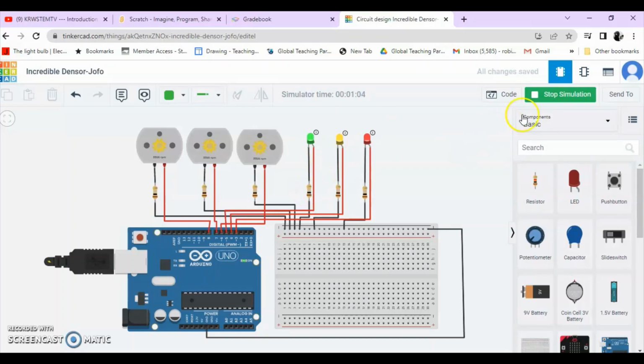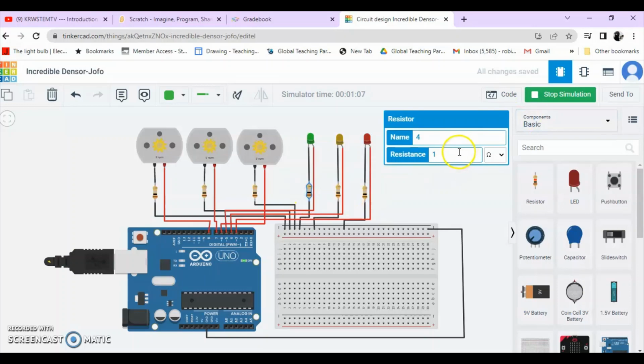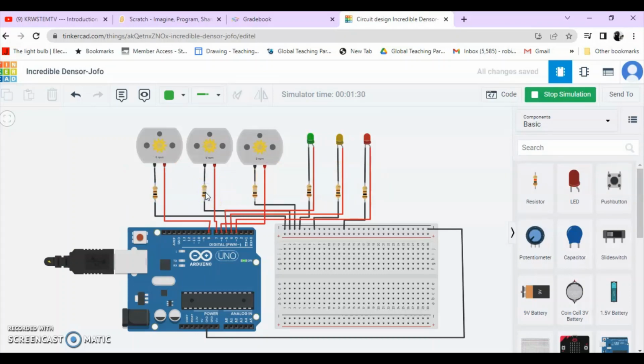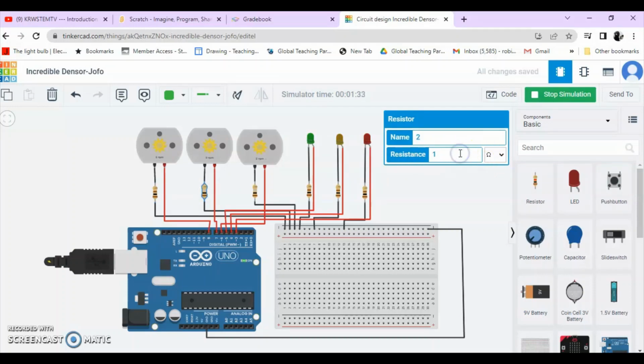And of course, I can fix this. Let's make the resistance go up to 100. So that LED is now okay. Let's put this resistance to 100 as well. Now that resistor is okay. And let's put this one to 100 as well. These resistances, I'll place them at 100 as well. Based on the resistance value, I can modify the speed of the motor as well. So that's the idea.